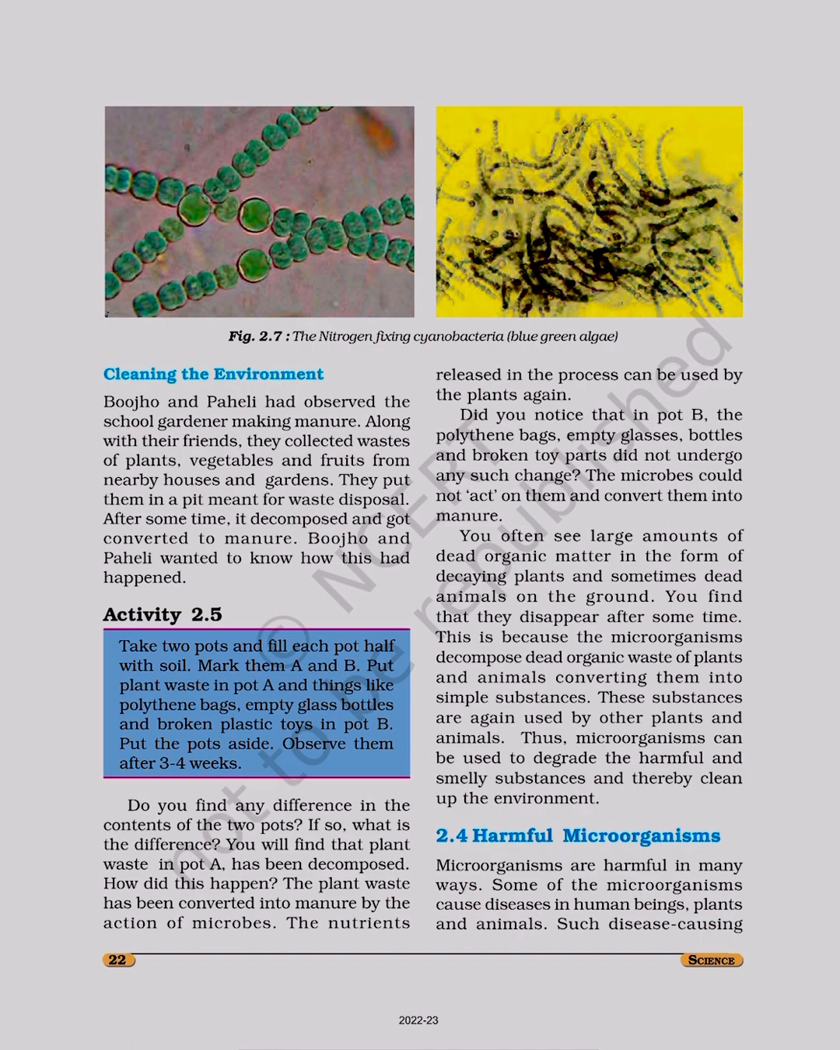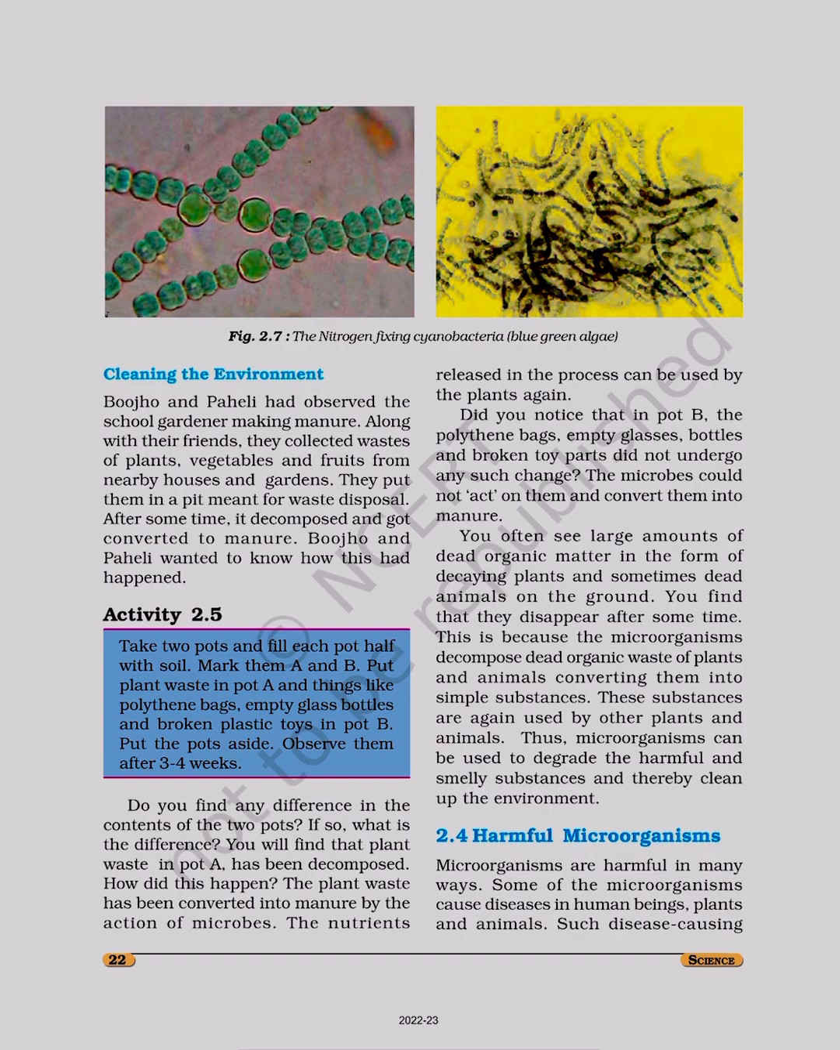You will find that plant waste in pot A has been decomposed. How did this happen? The plant waste has been converted into manure by the action of microbes. The nutrients released in the process can be used by the plants again. Did you notice that in pot B, the polythene bags, empty glass bottles, and broken toy parts did not undergo any such change? The microbes could not act on them and convert them into manure.